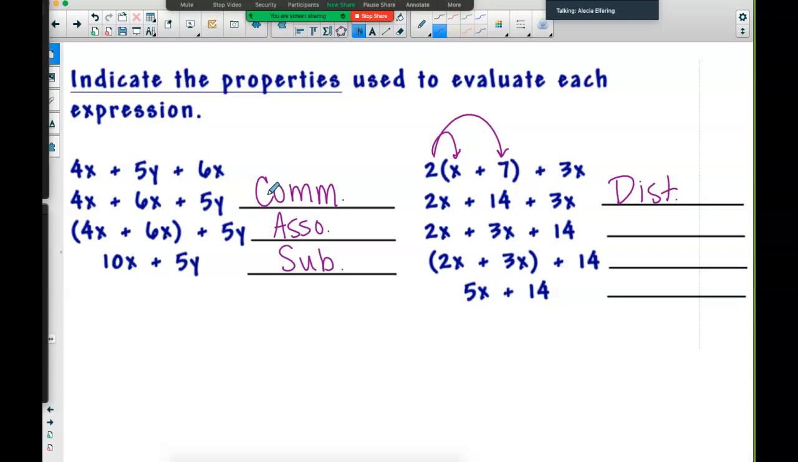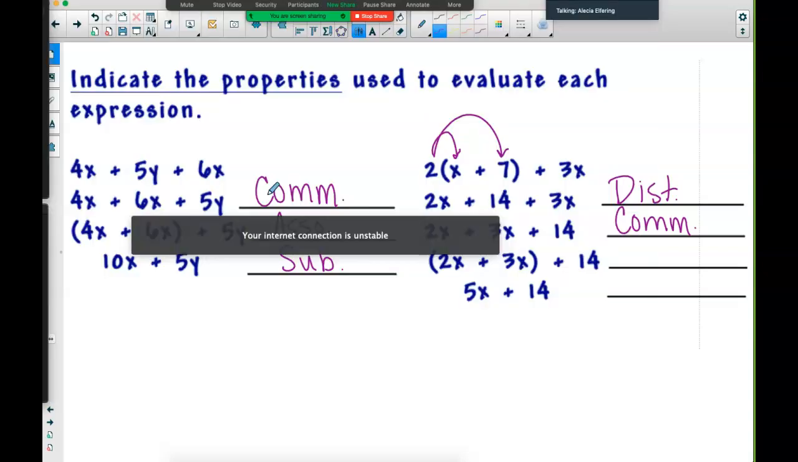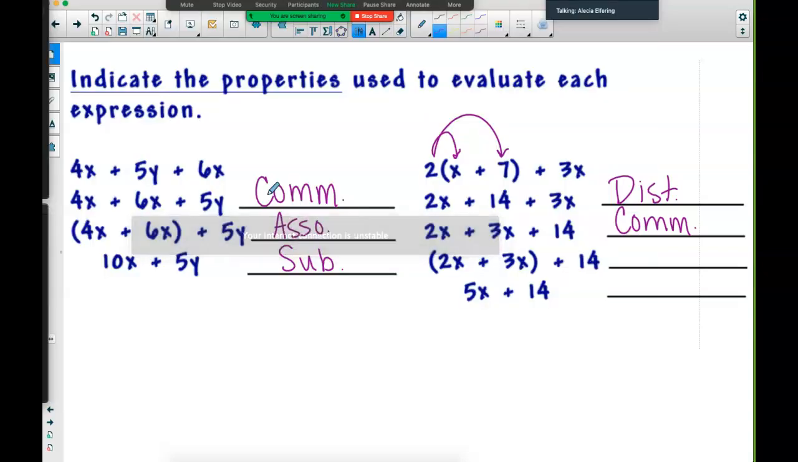Then I have 2x plus 3x plus 14. What happened from step 2 to step 3? Did I group things or change the order? Change the order. What property is changing the order? Commutative property. Then I group the 2x and the 3x together. What property is that? Associative. And finally, I have 5x plus 14, which is substitution. So if the distributive property is used, it's used first. Okay, one last example.